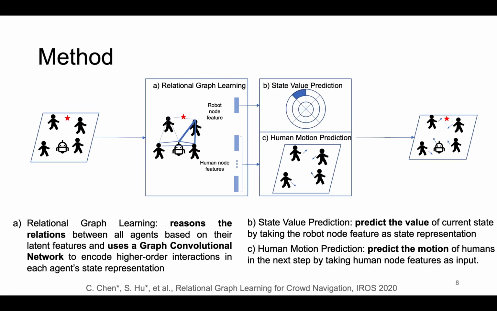The human motion prediction module is modeled by an MLP. It takes the human state feature from the graph convolution outputs to predict their future states. By jointly learning state values and predicting human motions, the policy learning can benefit from encoding future human dynamics and leads to better decision-making ability for challenging scenarios, such as the freezing robot problem, which we will discuss later.